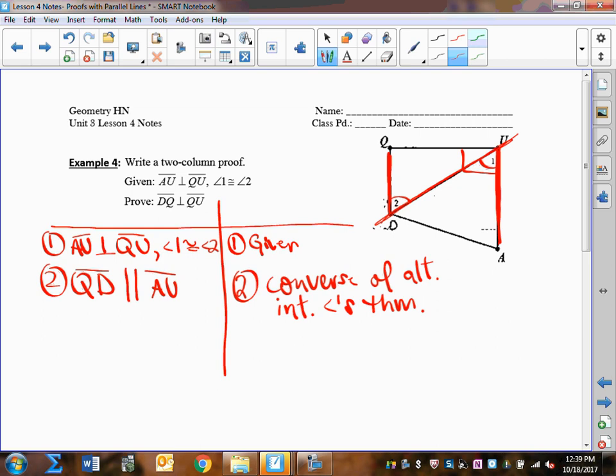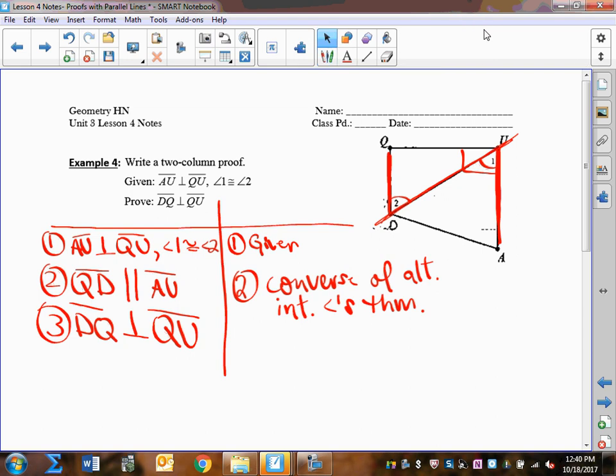All right. What are your thoughts, Alexander? I think you just need to add that DQ is perpendicular to QU because it's perpendicular transversal. Ooh, so she wants to use her new theorem. Go ahead and in our last step, claim the proven statement. Ooh, let's take a look at it. That's a go. DQ is perpendicular to QU, and you said because of the perpendicular transversal theorem. Let's take a look at it.